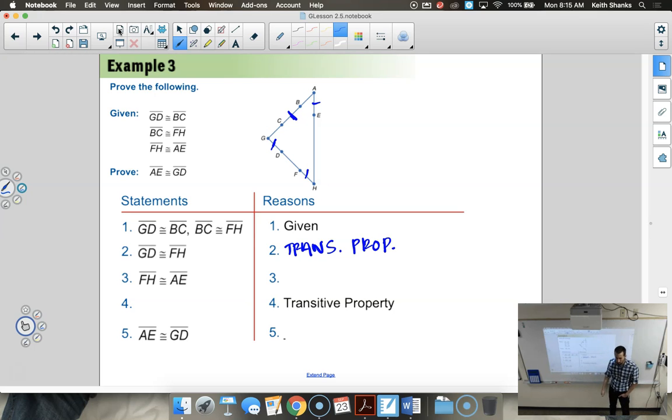Okay. It's the transitive property. Notice these are the same, and if I ignored them, I have the first and the last. That's what the next step says. All right. Then they told me this FH is congruent to AE. How do I know that?